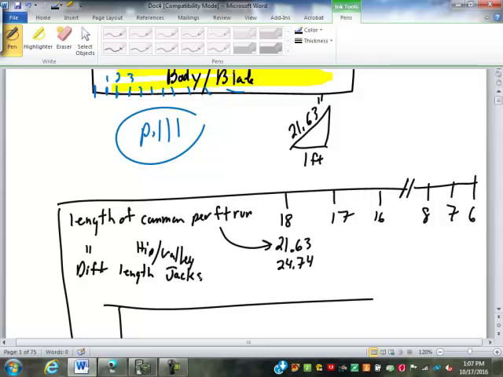For jacks, what is the first one? 16 inch spacing, so 16 on center. The next one is difference in length of jacks, 24 inch on center. So it depends on whether they're spaced 16 inches apart or 24 inches apart.